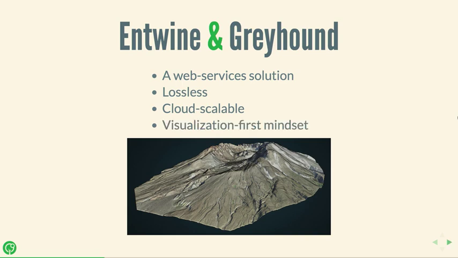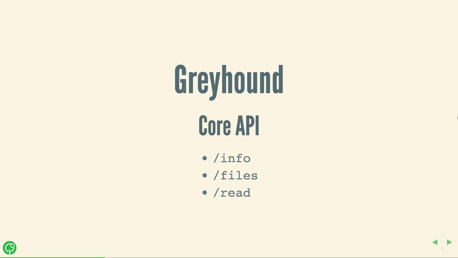And they're built with a visualization first mindset. So we want to be able to visualize things, and I'll come to that point a little bit later. So the core API of Greyhound is pretty simple. There's a couple more calls than this, but this is the core piece.